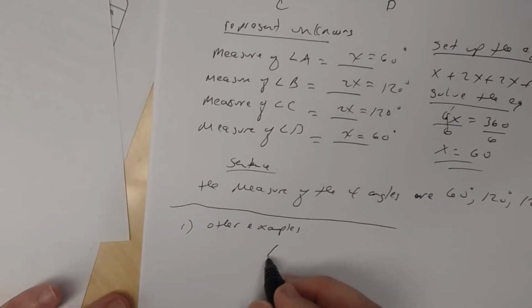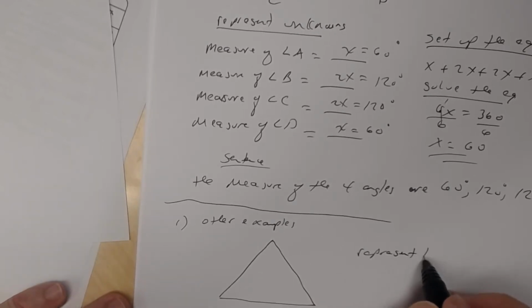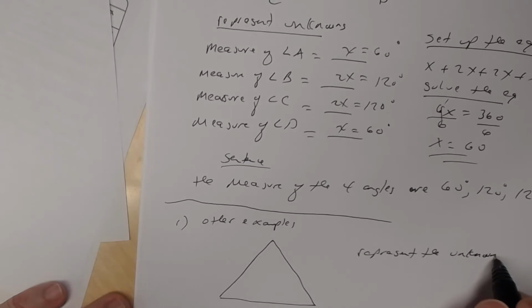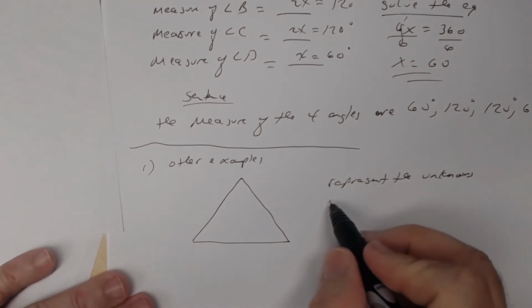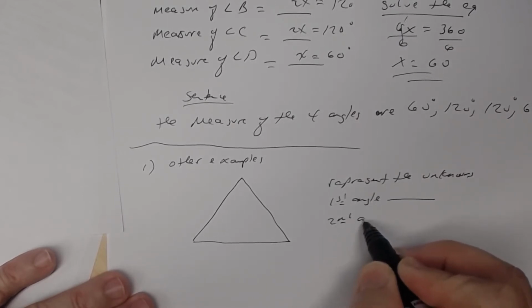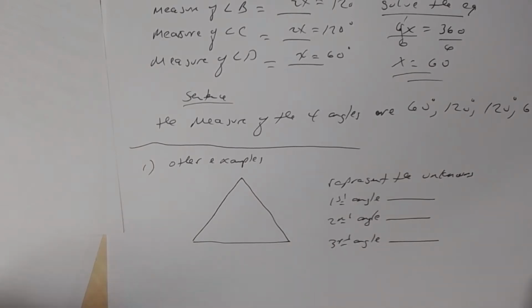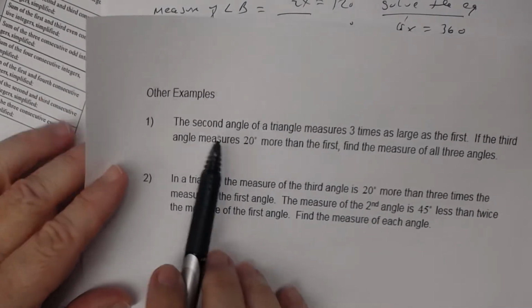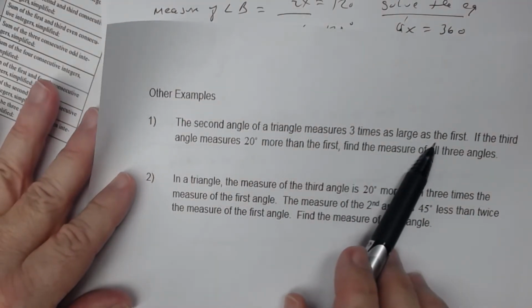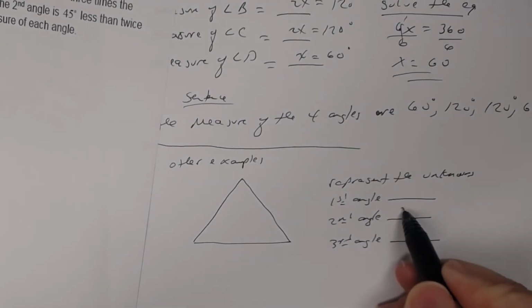Okay, so you're talking about a triangle, so let's just draw a triangle. And then we're going to talk about representing the unknowns. Okay, and there are 3 angles, so let's call them first angle, second angle, and then third angle. All right, so you're told that the second angle is 3 times as large as the first. So that means the second is 3 times the first.